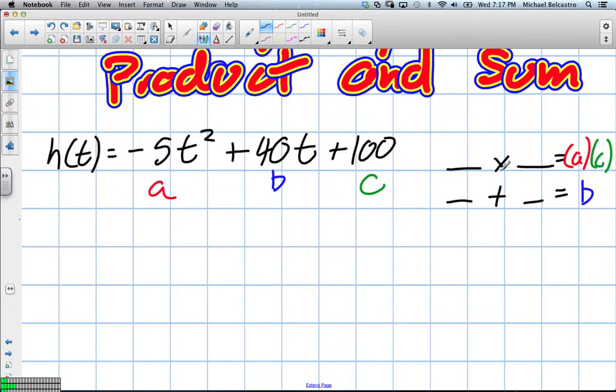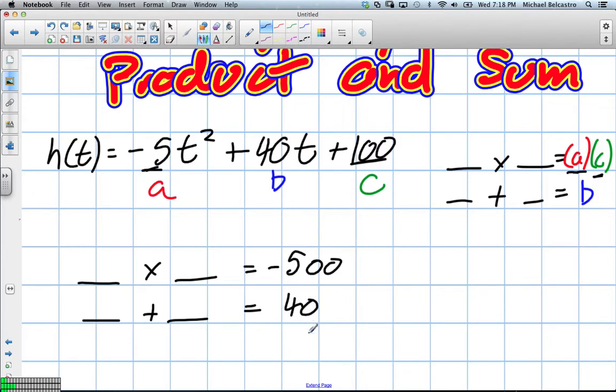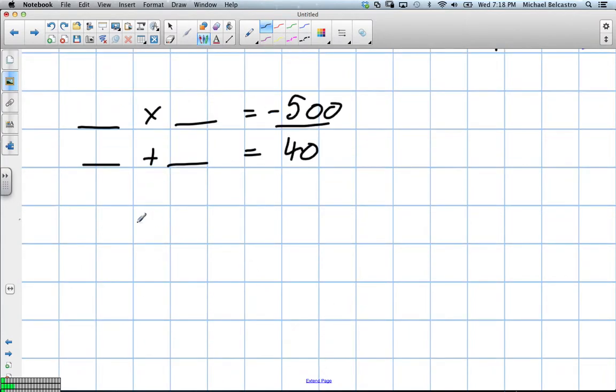So, in other words, let's plug our values in. Our A is -5 and our C is 100. So what is A times C? Yeah, so we need two numbers that multiply to -500. And those same two values are going to add to, what's our B term? 40. So we got to go through all the factors of 500. Well, and because it's a negative, it could get tough.